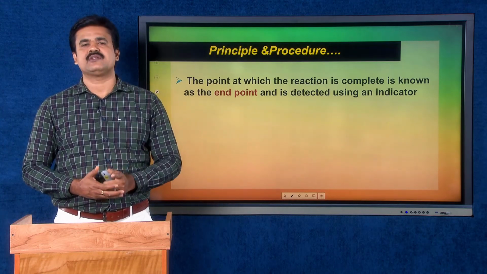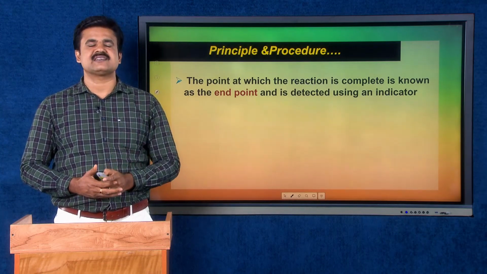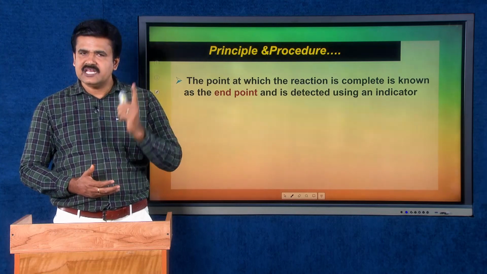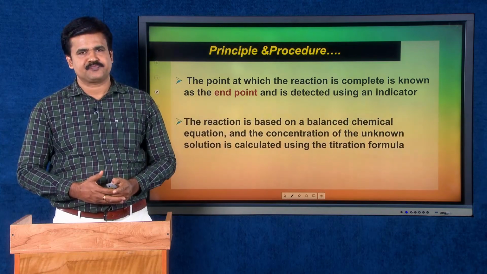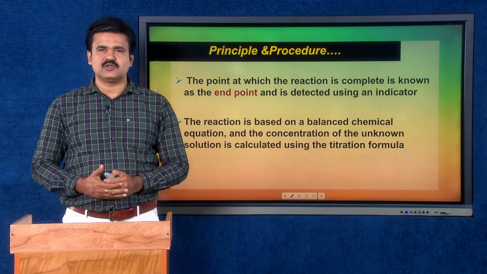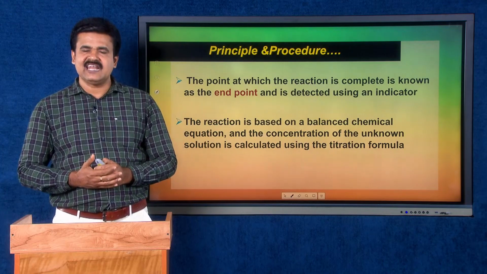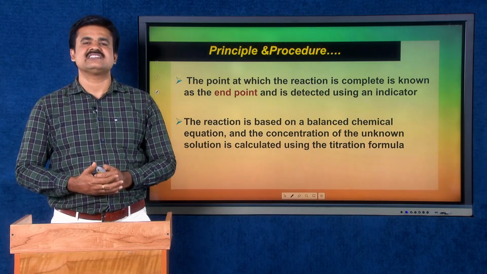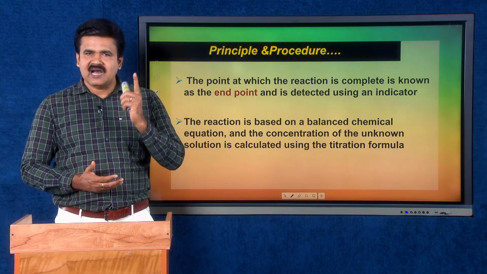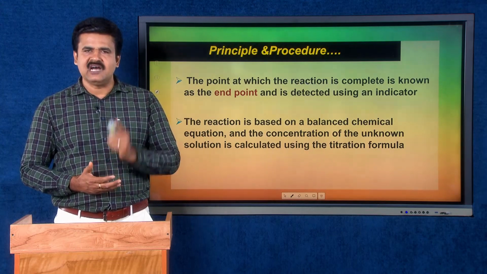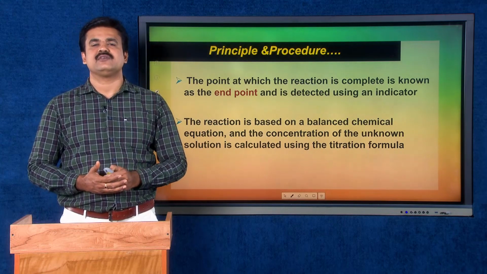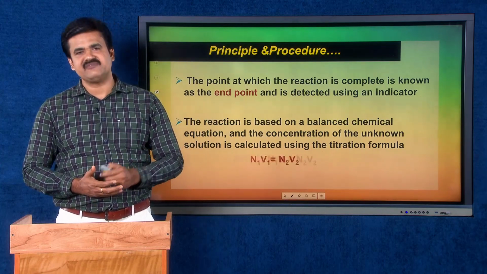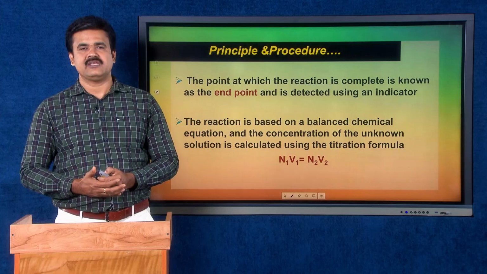And the end point is detected by using a substance called an indicator. The reaction between analyte and the titrant is based on a balanced chemical equation, and the concentration of the unknown solution is calculated using the titration formula, which is nothing but N1 V1 equals N2 V2.